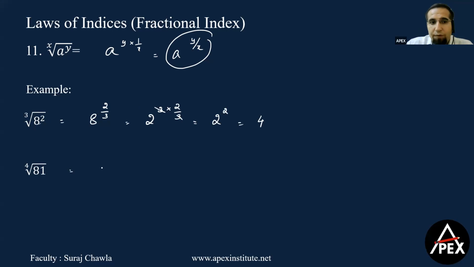So the fourth root of 81. 81 is 3 to the power 4 and I have a fourth root of it. So this can be written as 3 to the power 4 by 4. 4 by 4 gives me 1. The value is 3 to the power 1, which is going to be 3.